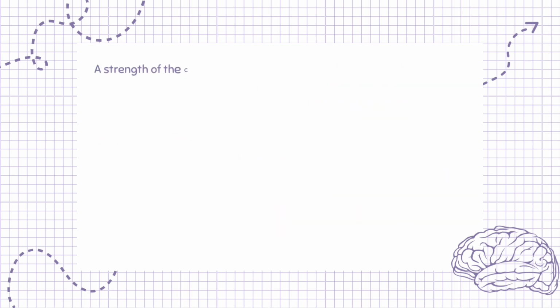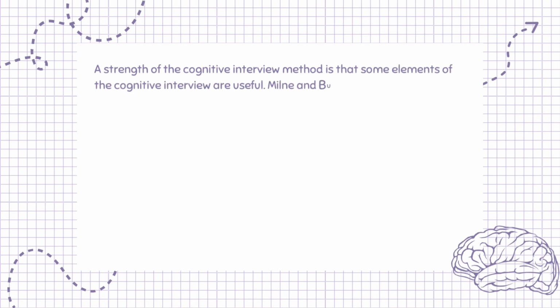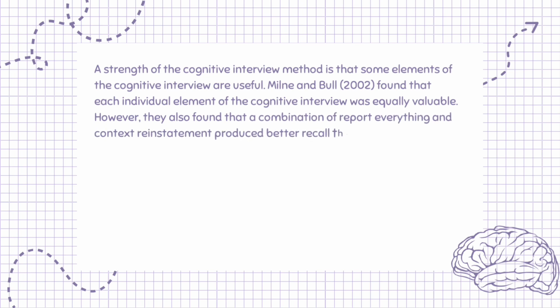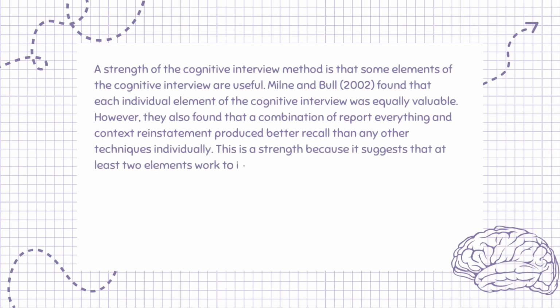A strength of the cognitive interview method is that some elements of the cognitive interview are useful. Milne and Bull, 2002, found that each individual element of the cognitive interview was equally valuable. However, they also found that a combination of report everything and context reinstatement produced better recall than any other techniques individually. This is a strength because it suggests that at least two elements work to improve police interviewing of eyewitness testimonies.